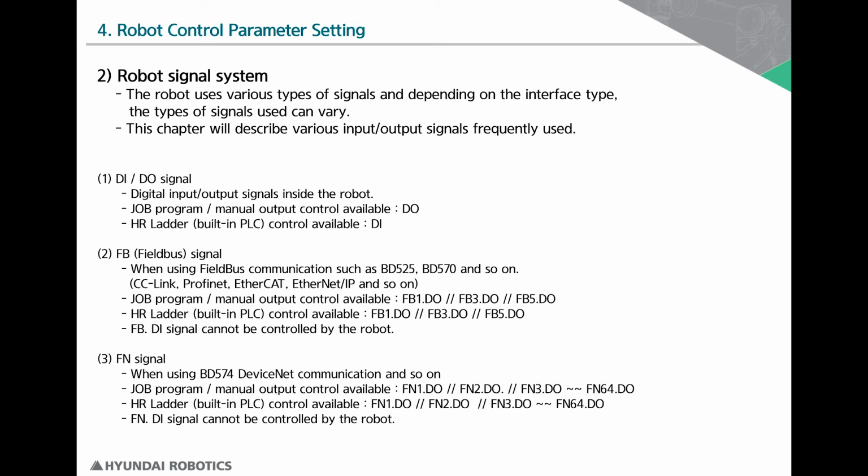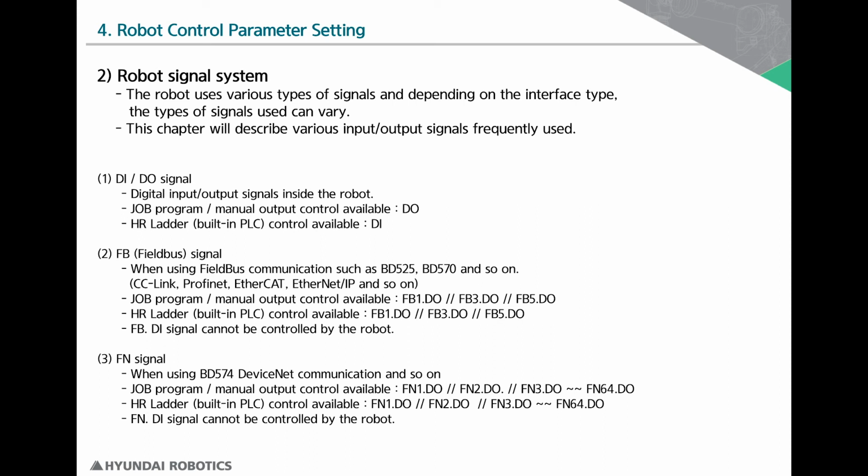Before setting the control parameter, let's go over the robot signal system briefly. Your robot has various signals. There are virtual signals inside the robot and signals through relays where actual voltage outputs are generated. Let's find out about the 3 main signals.